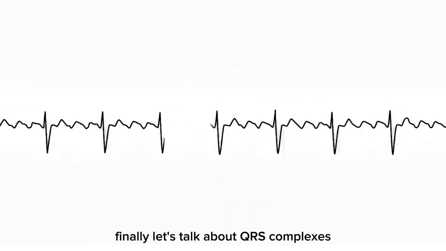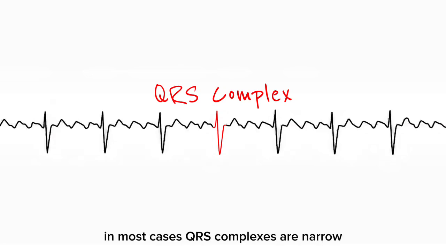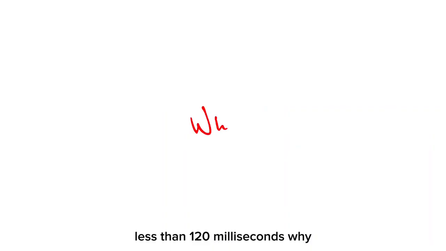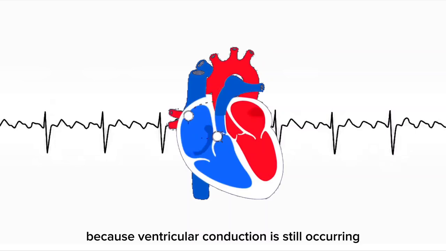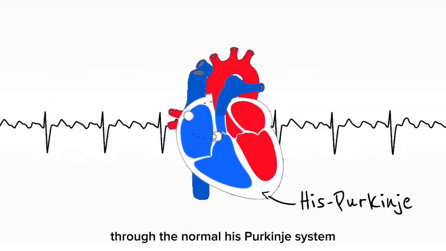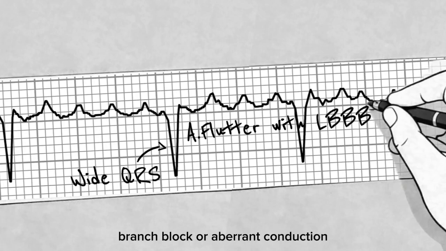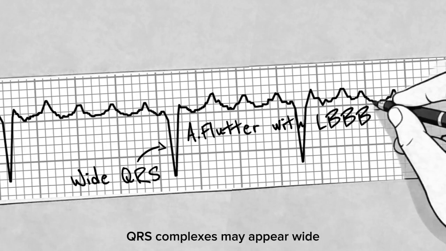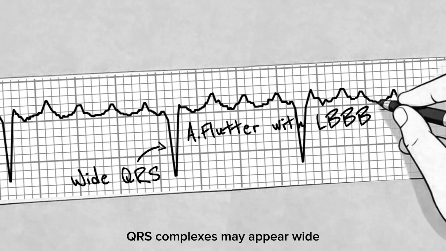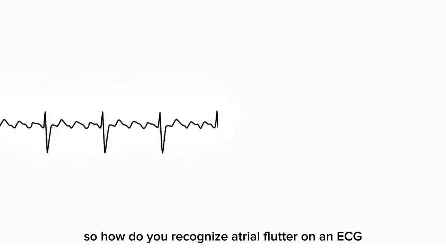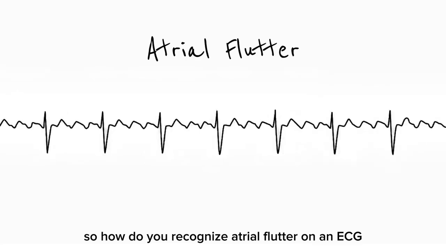Finally, let's talk about QRS complexes. In most cases, QRS complexes are narrow, less than 120 milliseconds. Why? Because ventricular conduction is still occurring through the normal His-Purkinje system. Of course, if there's a bundle branch block or aberrant conduction, QRS complexes may appear wide, but that's not specific to atrial flutter. So how do you recognize atrial flutter on an ECG?